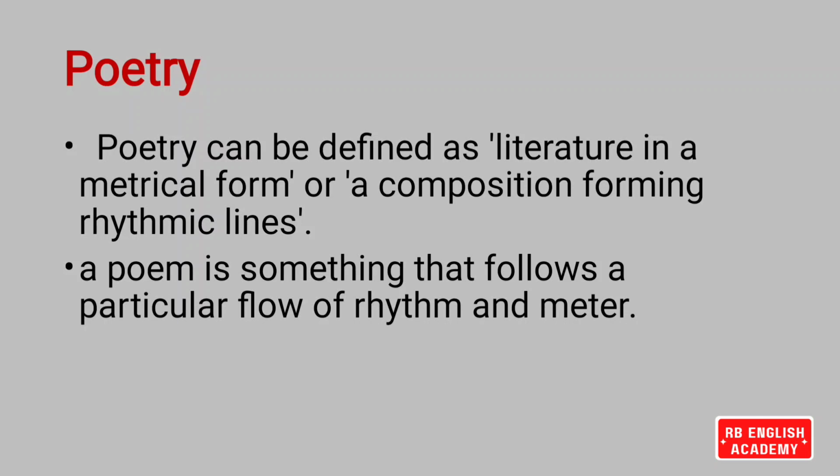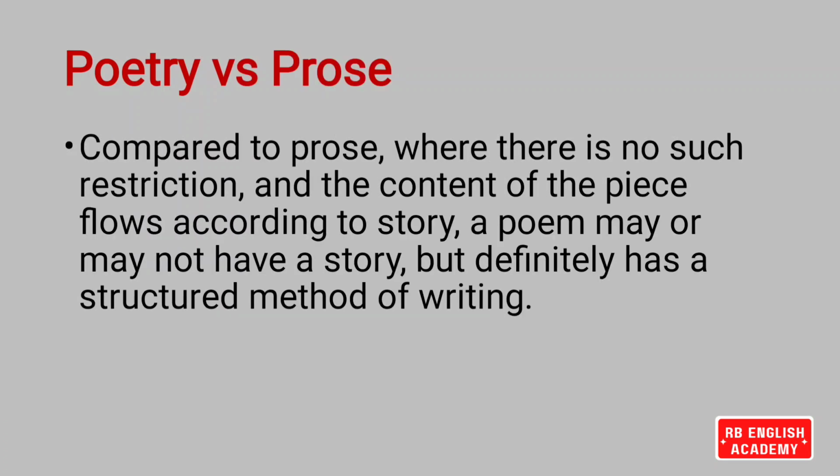So, it will have some meters or rhymes or rhythms, a composition forming rhythmic lines. So it will have some rhythmic patterns. A poem is something that follows a particular flow of rhythm and meter. Compared to prose, where there is no such restriction and the content of the piece flows according to the story, a prose piece will have no restrictions. It will have the flow according to the story.